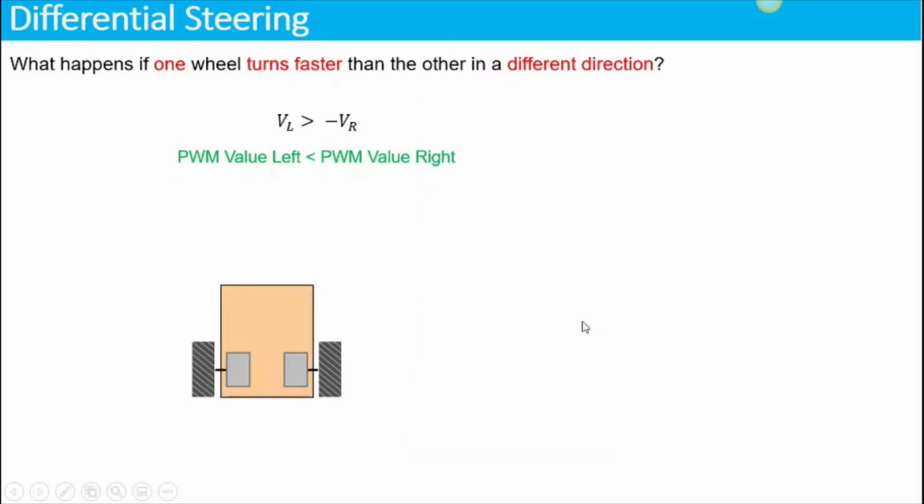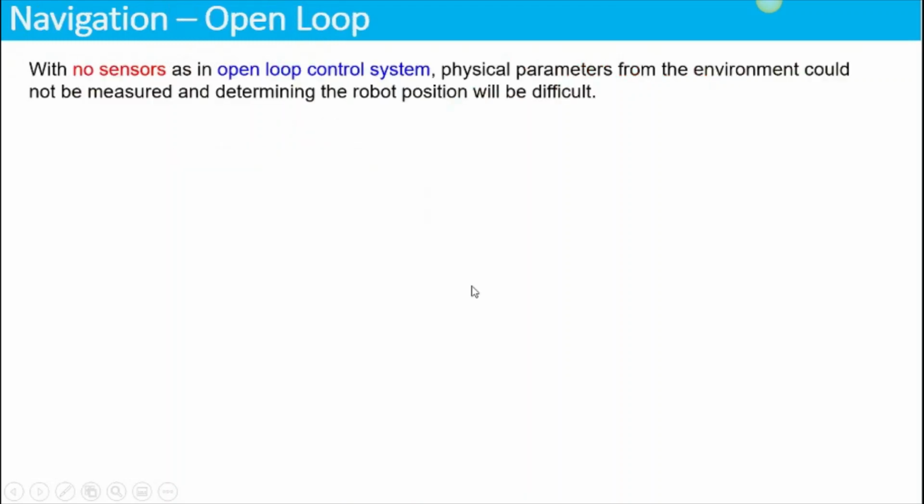Okay, so what happens if one wheel turns faster but in a different direction? Okay, for example, in this case, you have a greater speed in your left tire than the right tire, but with a different direction. So for example, your left tire is moving forward, but your right tire is moving backward. So what happened? Your mobile robot will spin at the point, right?